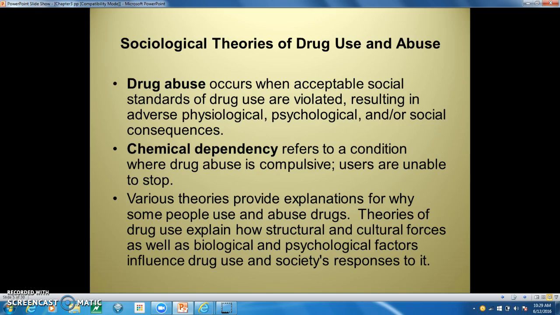Now, sociologically, the term drug refers to any chemical substance that has a direct effect on the user's physical, psychological, and/or intellectual functioning. It has the potential to be abused. It has adverse consequences for the individual and/or society.